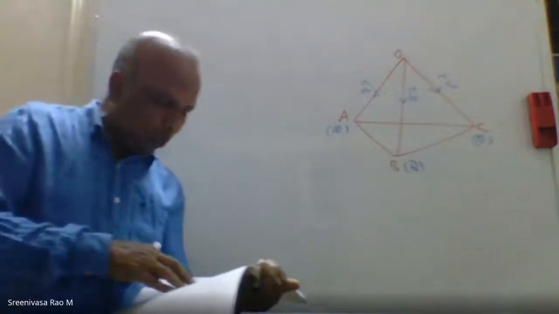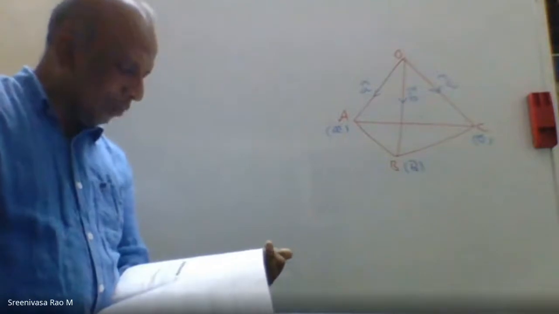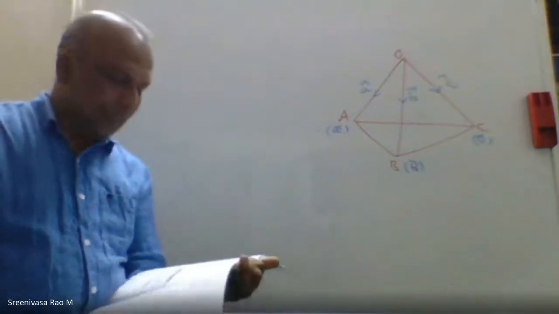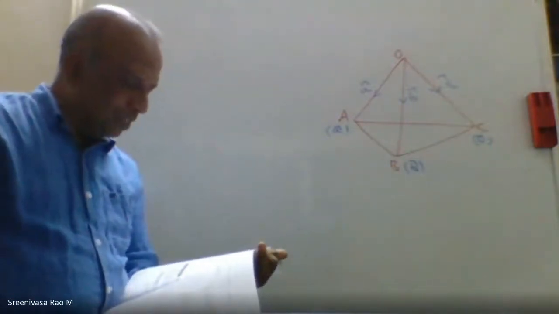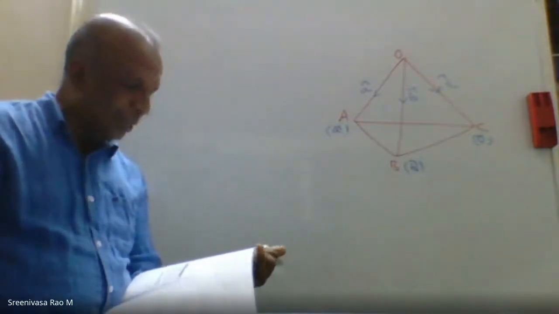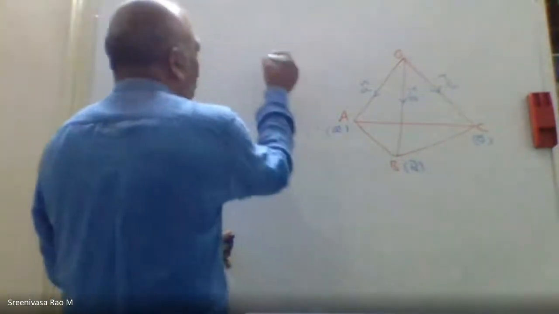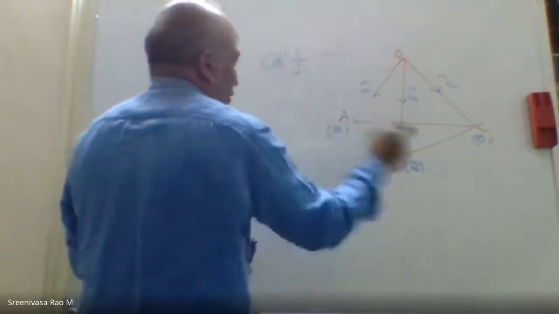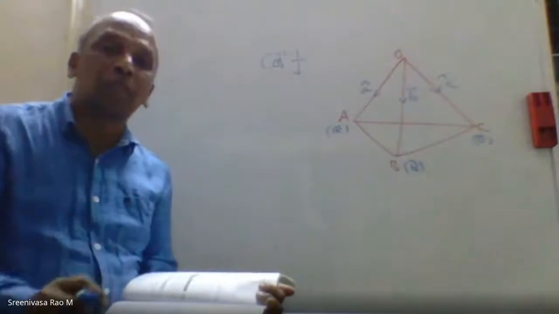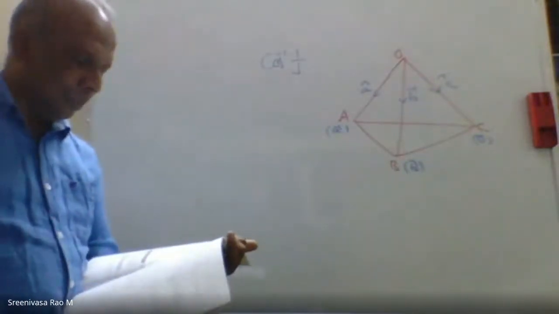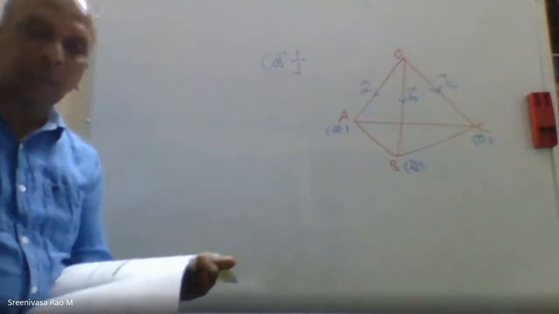The second point: the angle between any two plane faces of a regular tetrahedron is cos inverse 1 by 3. So you take any two faces. If you take any two faces, the angle between those two faces is cos inverse 1 by 3.